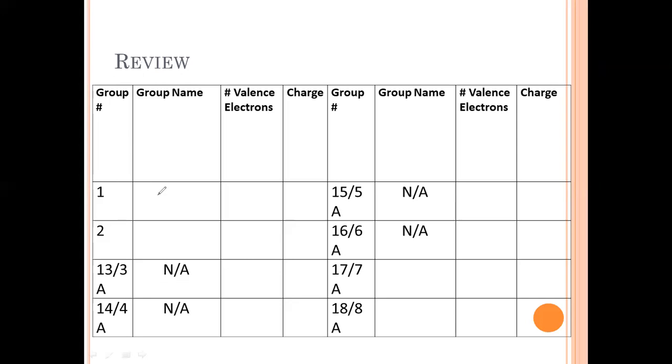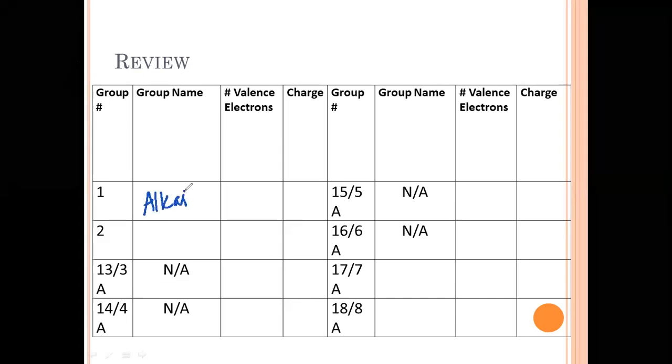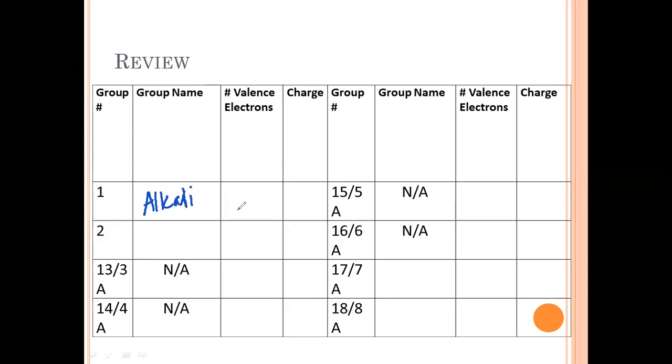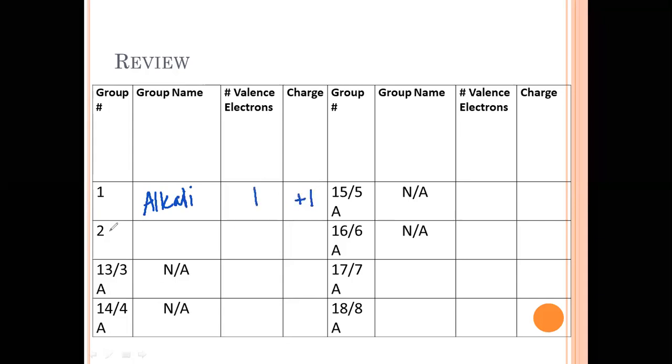Okay, so as a reminder, group 1 are called the alkali earth. I don't know why I said that. They're the alkali metals. They have 1 valence electron, their charge is +1. Group 2 are your alkaline earth. Two valence electrons, those are electrons in your outer shell, +2 charge. So remember when we're talking about charges, positive means lose and negative means gain.